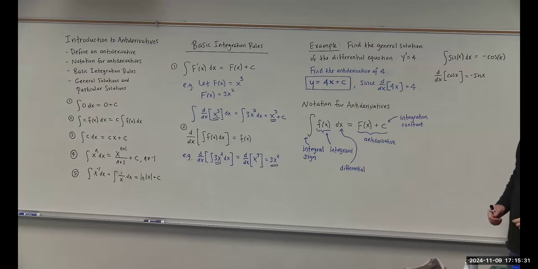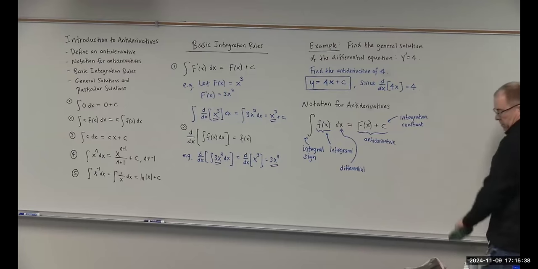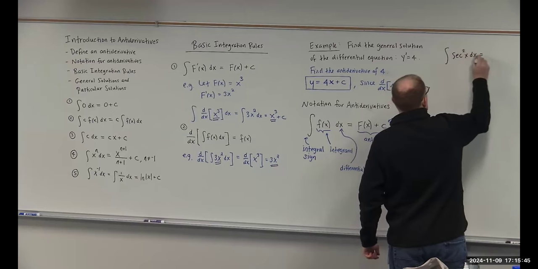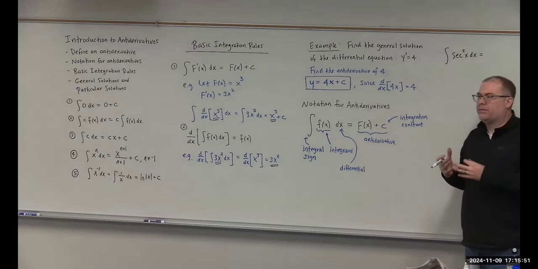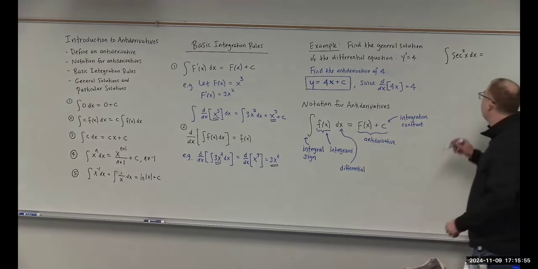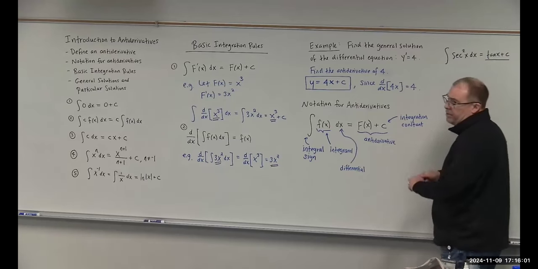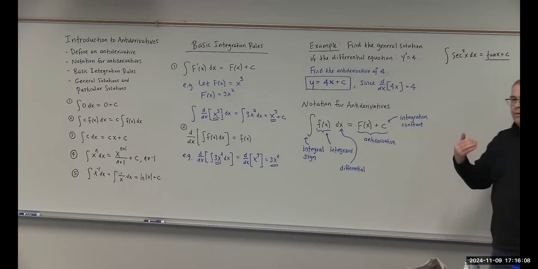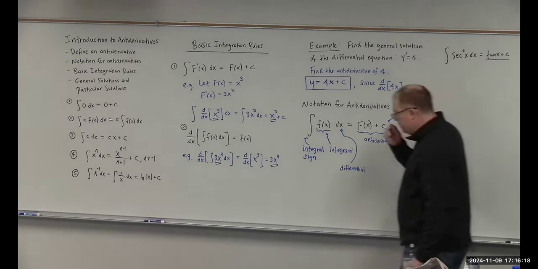And so there's another example. The integral of secant squared x, what is that going to be? Well, you've got to remember what function, when you take the derivative of it, gives secant squared x. Well, it's going to be tangent x plus some constant. So that's why it's very important to know your derivatives. If you know the derivatives of those functions, then you automatically know the antiderivatives for those corresponding functions, right?